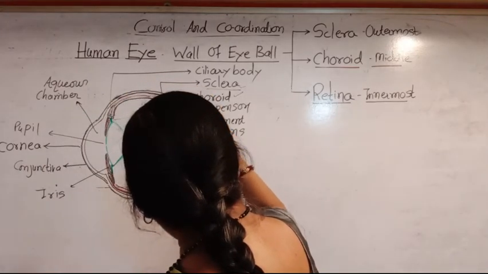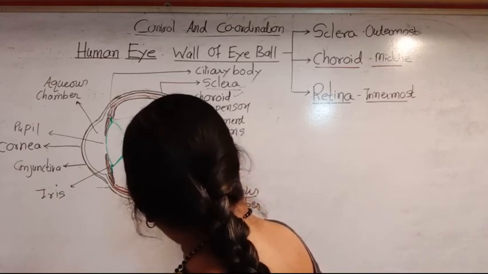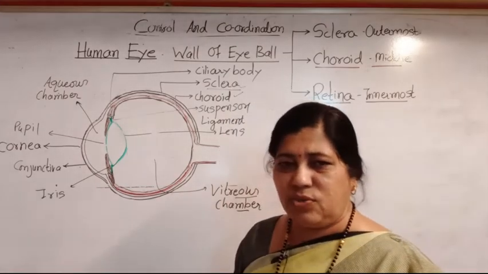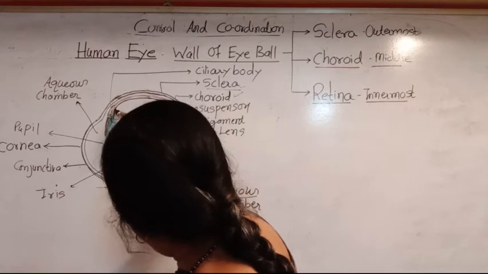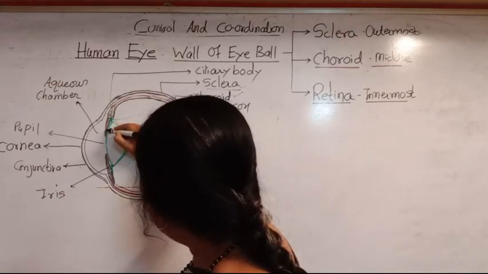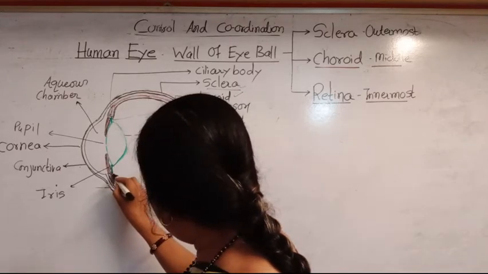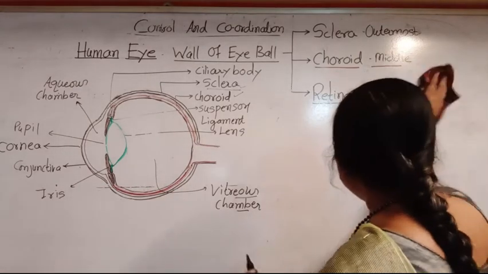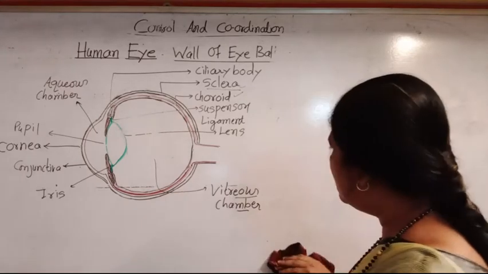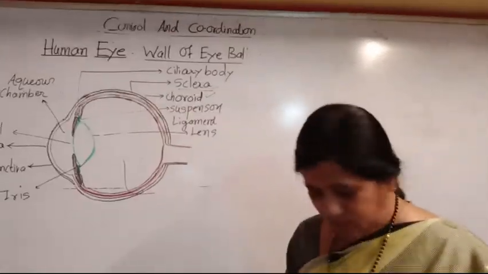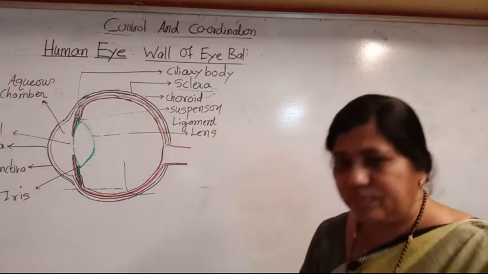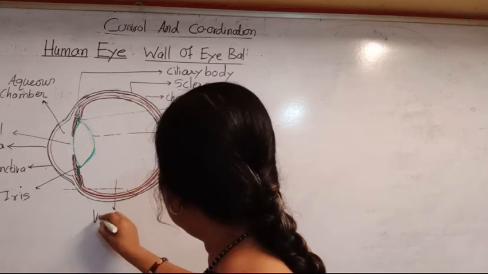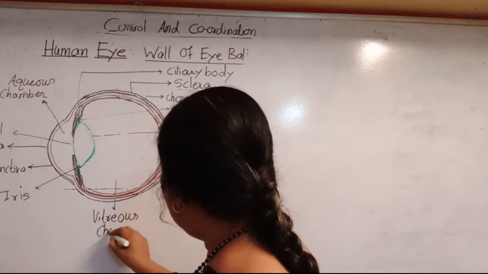Innermost layer, it is thick but it is non-vascular. Non-vascular means it is devoid of blood vessels and it is nourished by choroid proper, because choroid proper is a highly vascular layer. So retina continues behind ciliary body and iris. So this is vitreous chamber.